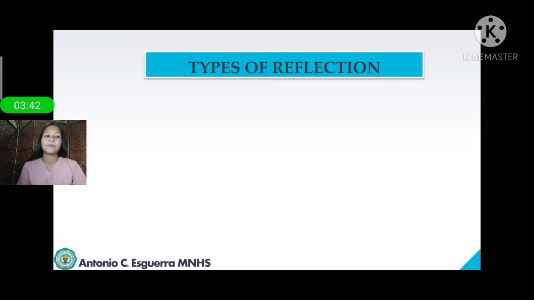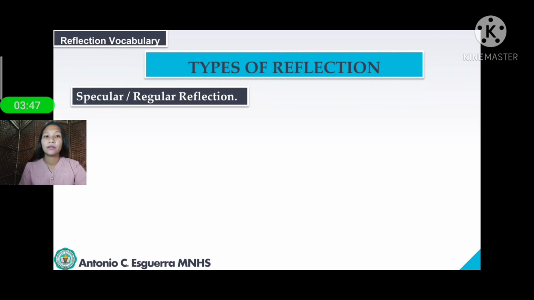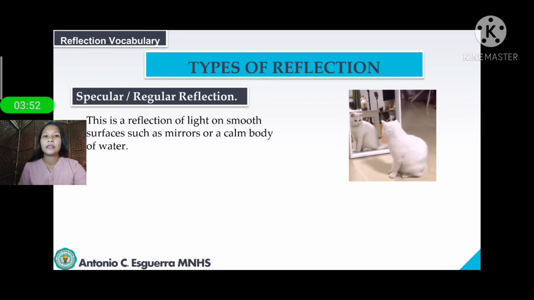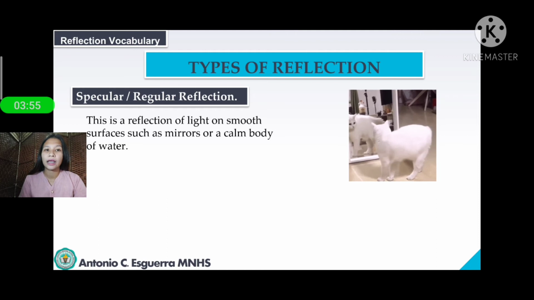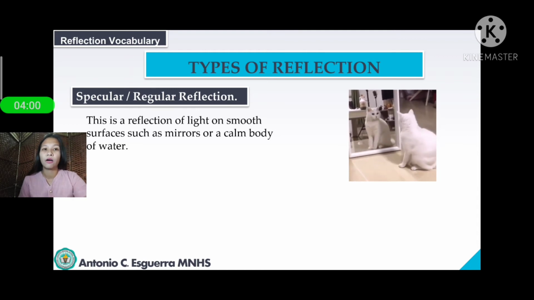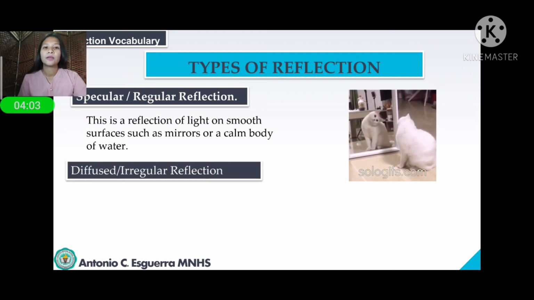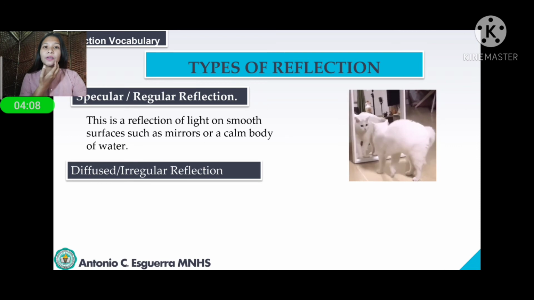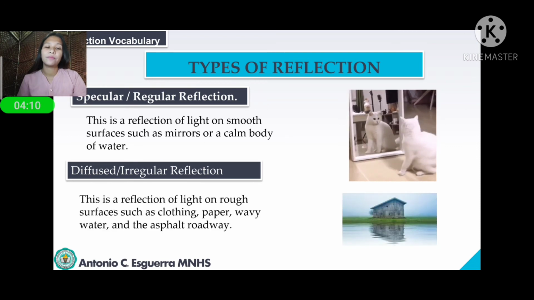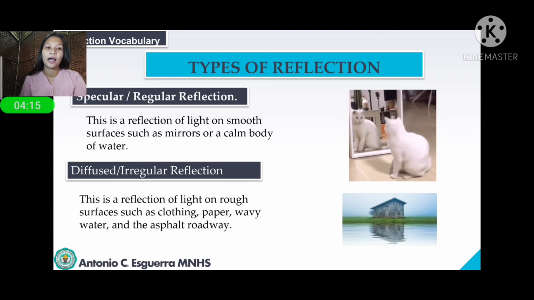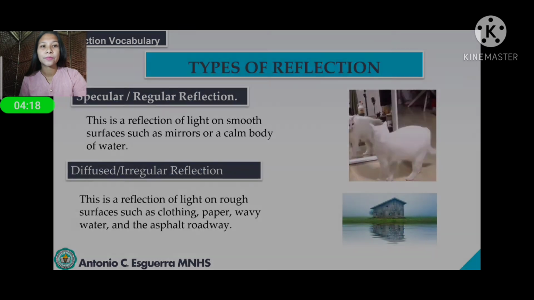We have different types of reflection. We have the specular or regular reflection, which is the reflection of light on smooth surfaces such as a mirror or a calm body of water. We have the diffuse or irregular reflection. This is the reflection of light on rough surfaces such as clothing, paper, and asphalt roadway.